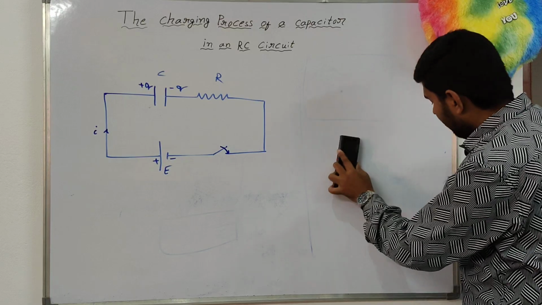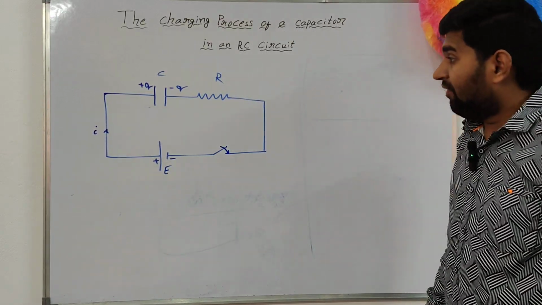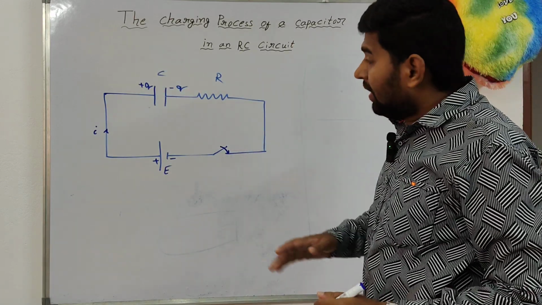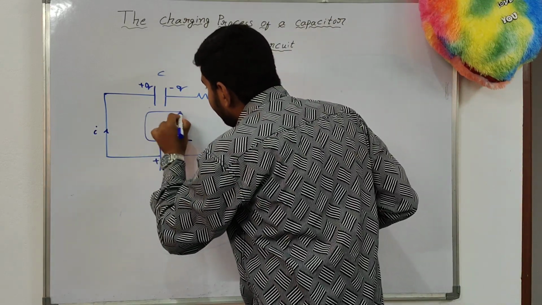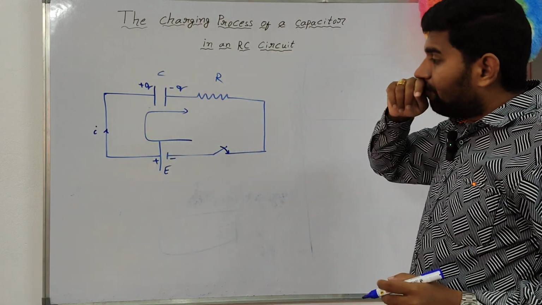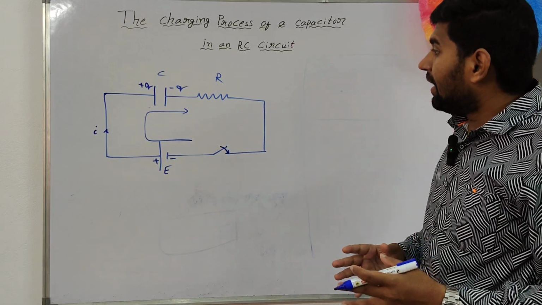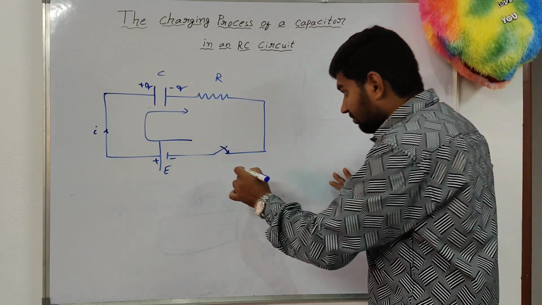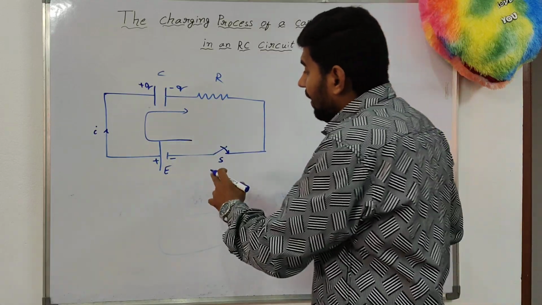For that, if you observe the circuit, it is a loop. I want to apply KVL to this loop. By applying KVL to this loop, we already know KVL. If you have any doubts in KVL, you can check the previous video on my channel. Is that clear? Now, this is the switch. If you apply KVL, what will happen?